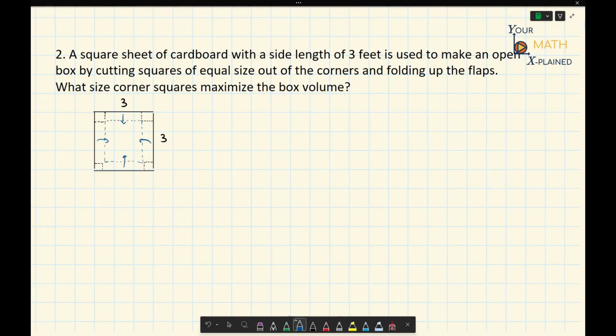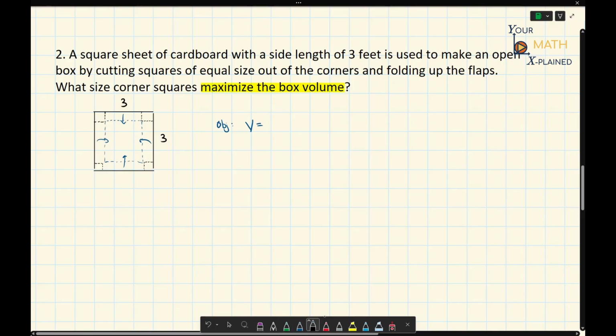Now, same thing, we're going to start by writing down our objective equation. So here we can see that we want to maximize the box volume, which means our objective equation is going to be the volume equation. So we get V is equal to, so now because we don't know how big of a square to cut from the corner, that is going to be our variable x. So notice how they're all going to be x by x. So if we cut out a corner that is x by x, then whatever is left here, that is going to be 3 minus 2x.